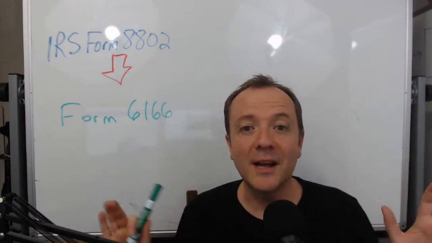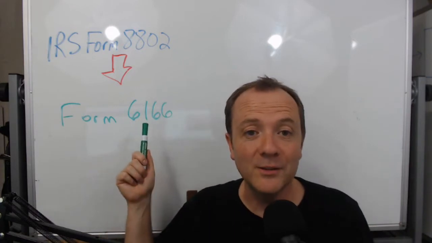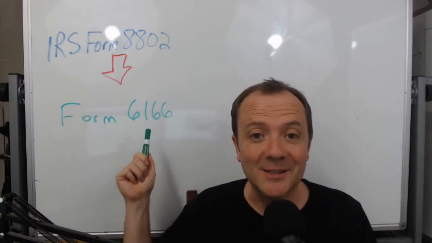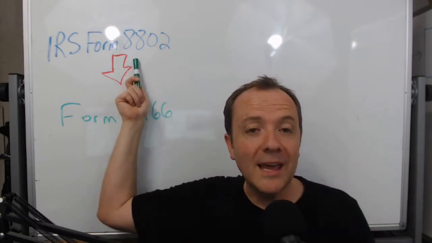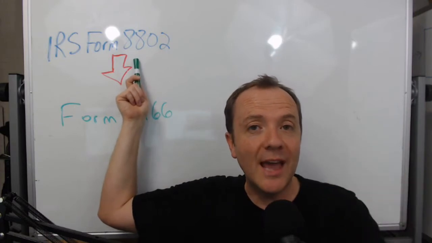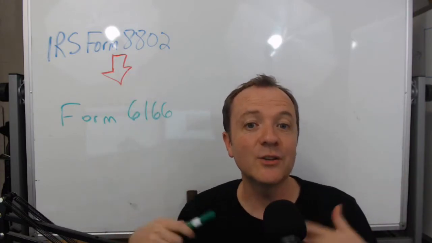Now, the intent of this video is not to go into the ramifications of how having this form may affect or not affect certain taxes, either in the United States or elsewhere. It's to show you the mechanics of really filling out Form 8802, which is essentially the application to get Form 6166, which is essentially a certificate.